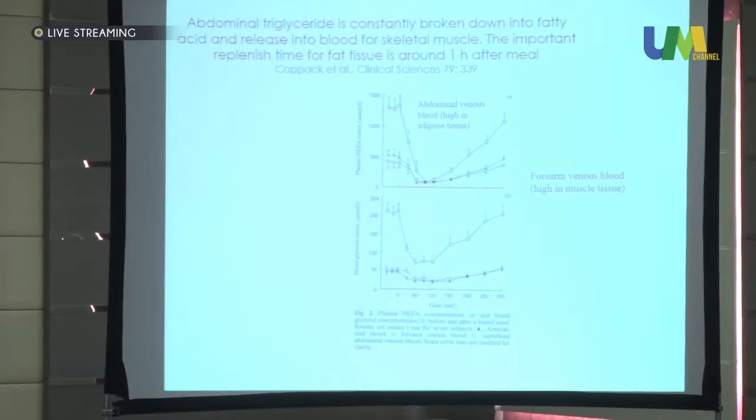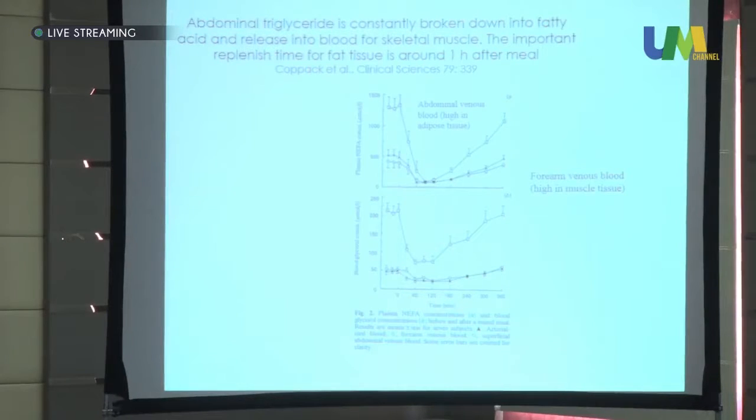The answer is very simple. If you look at the dashed line on the right, on the right side is when you have the meal. When you have the meal, the difference between abdominal venous and forearm venous blood in fatty acid concentration is actually dropping. And that is the time when you have the fatty carbon source replenish back to your adipose tissues. Okay?